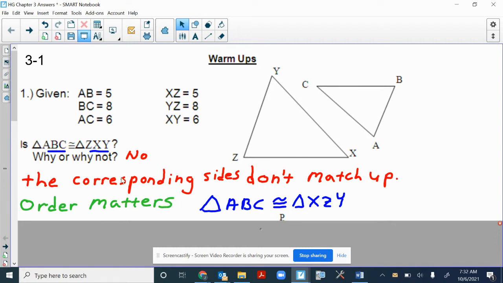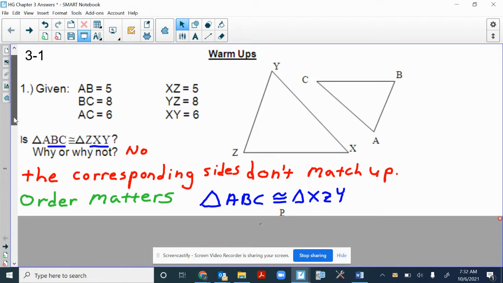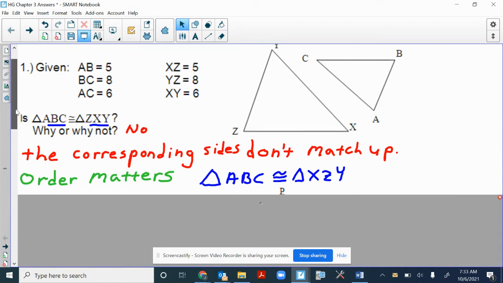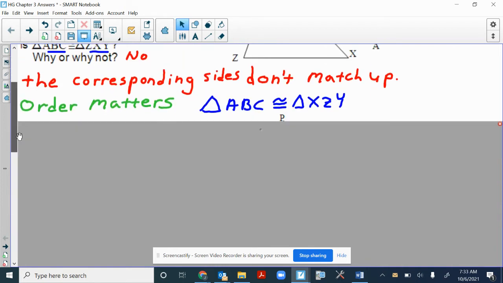You do have congruent triangles here, but it would be triangle ABC is congruent to triangle XZY. So be careful when dealing with congruent triangles, and that's what this whole chapter is on. That's why we start off there, because it is a very common mistake, people just putting letters in the wrong order based on the congruency.